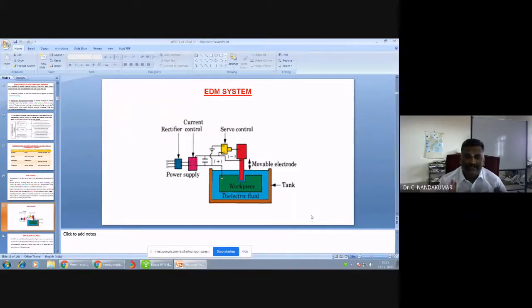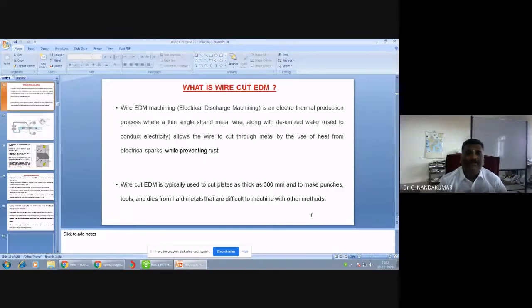This diagram shows the EDM process. We don't touch upon this; I simply showed this figure as an example. Then, what is wire cut EDM? Before going to the cryogenic machining process, we have to go through the basics of wire cut EDM.